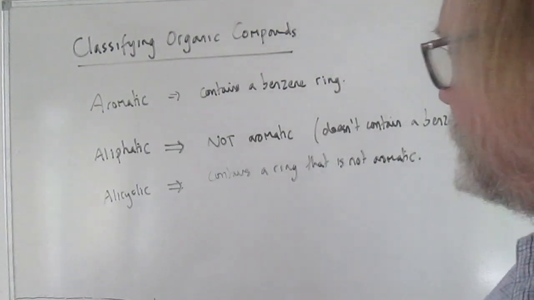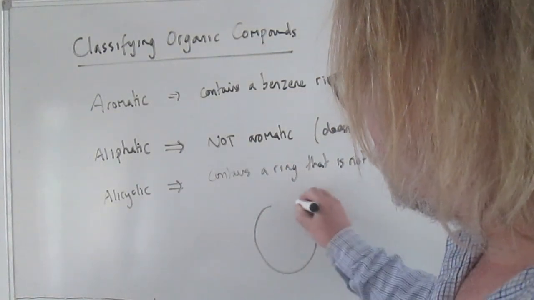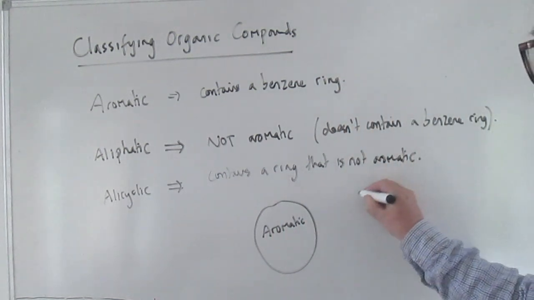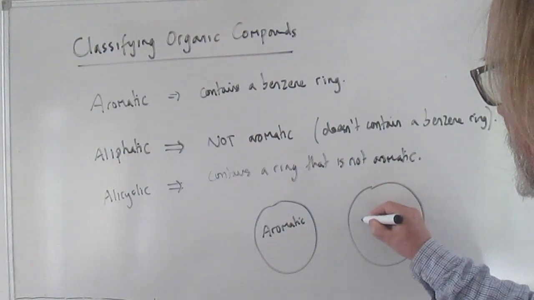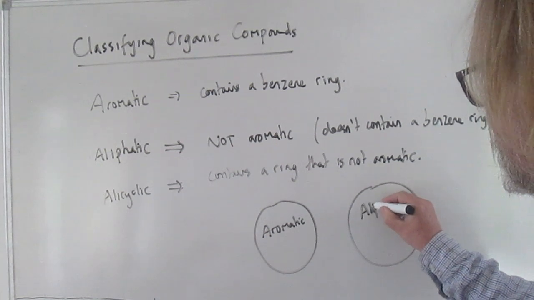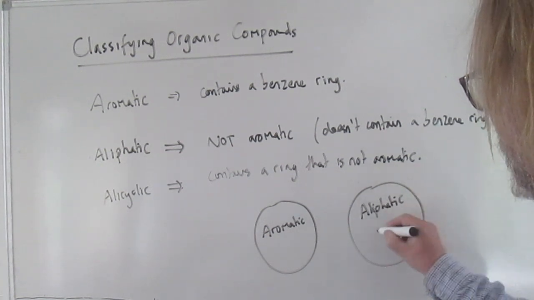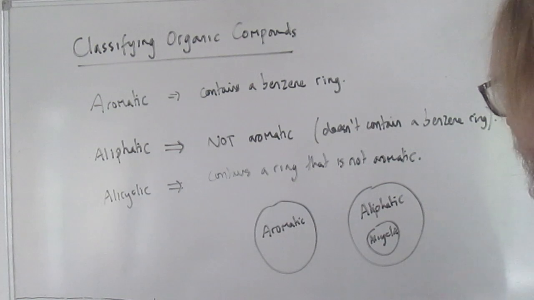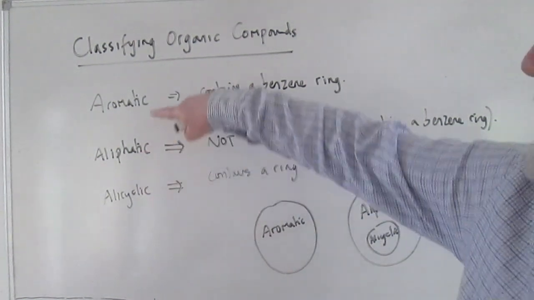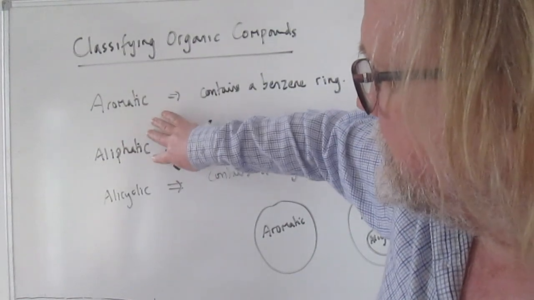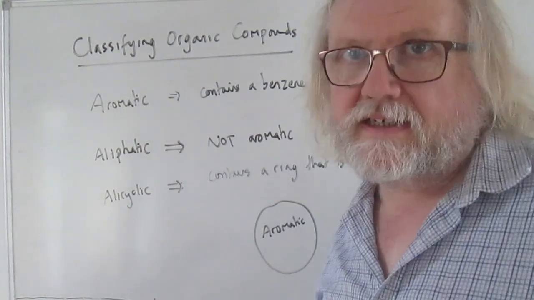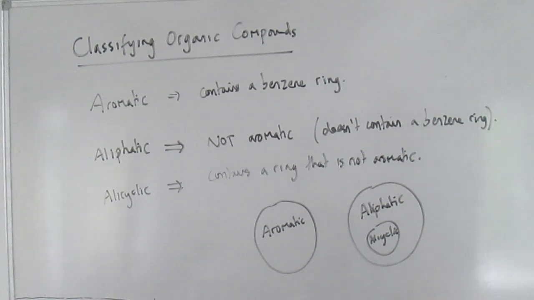So, if you're a fan of Venn diagrams, you have aromatic compounds or aromatic groups, and then you have aliphatic groups. And within that you have alicyclic. So it's either this or it's this, but if it's alicyclic, it is by definition also aliphatic and not aromatic. They're not words you have to use a lot, but they do sometimes like to test you on them, so make sure you know what they mean.